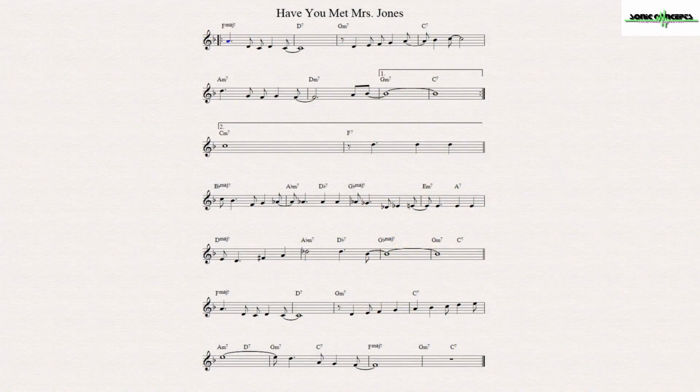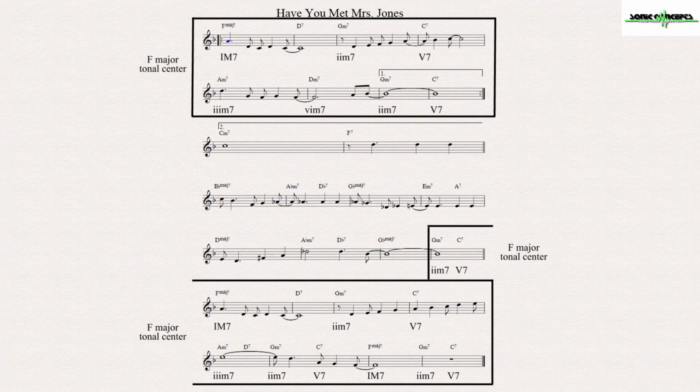Most of the time, a song will begin and end with a tonal center that is synonymous with the key, and if you look at this piece of music, you will see that this is true. For example, the first chord is the 1 major 7 from the F major diatonic chord formula, and the last two chords are the 2 minor 7 and 5 dominant chords from the F major diatonic chord formula.